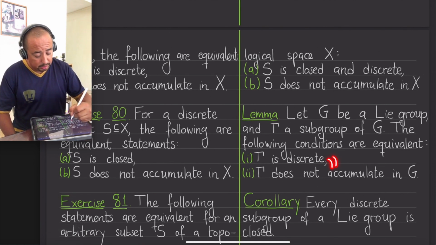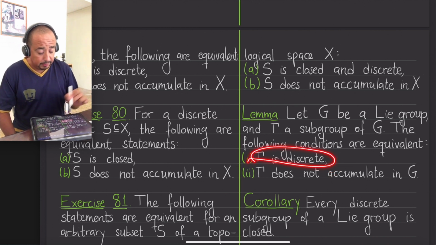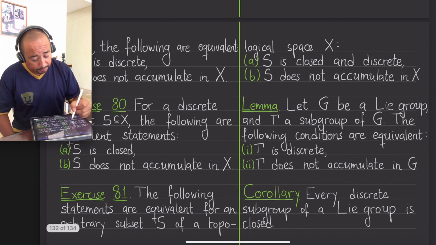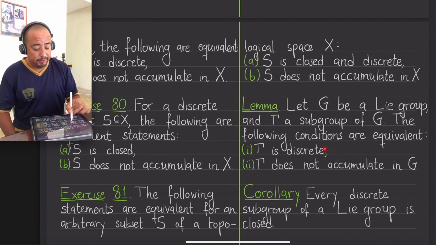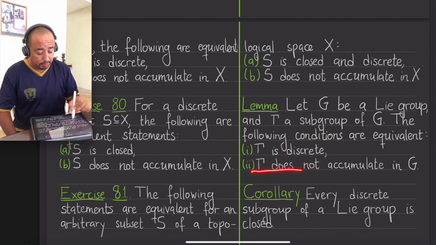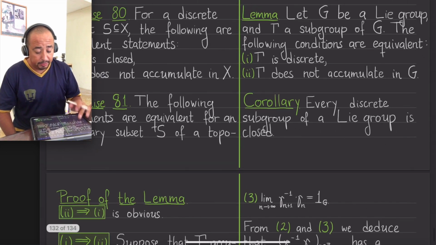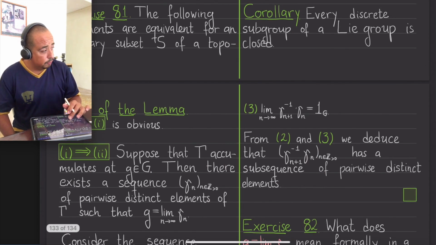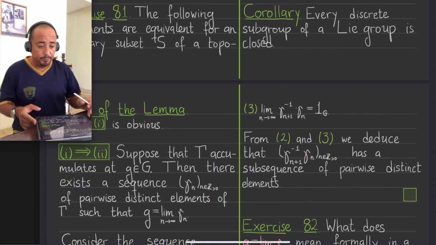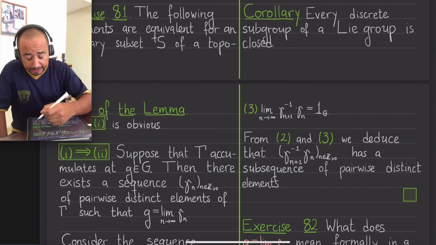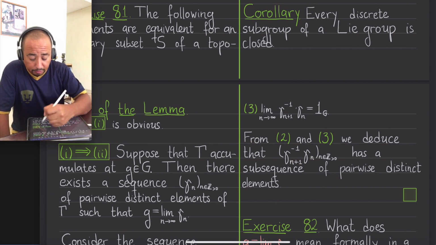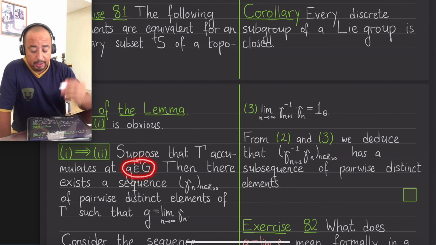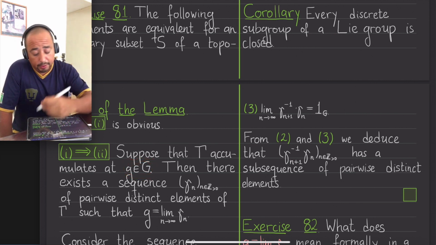So this direction is obvious because being discrete is not accumulating in itself. If you already know that it doesn't accumulate anywhere in G, then it doesn't accumulate in itself. So the hard part is this one. Suppose, by contrapositive, that it does accumulate at some point.